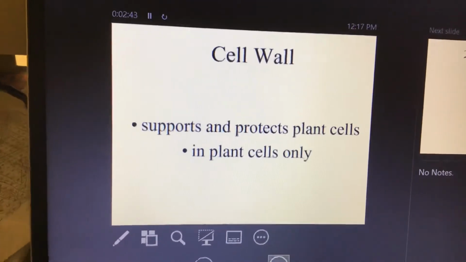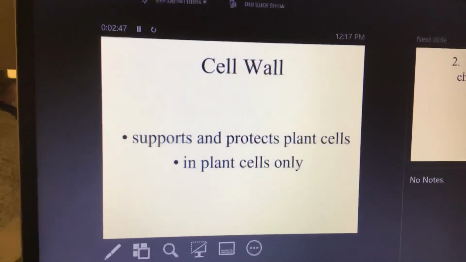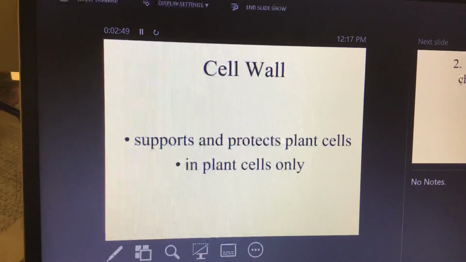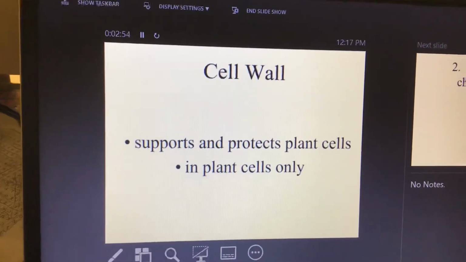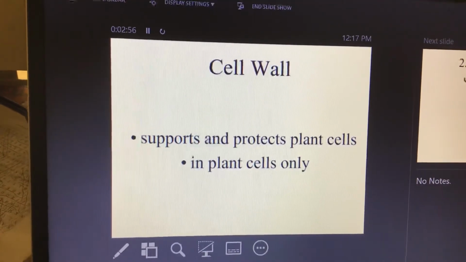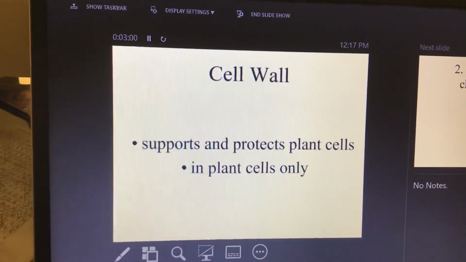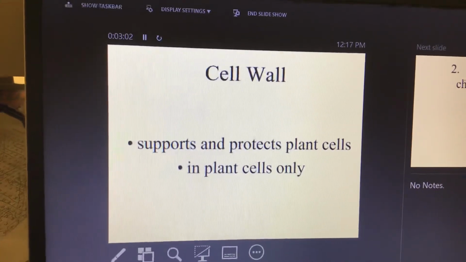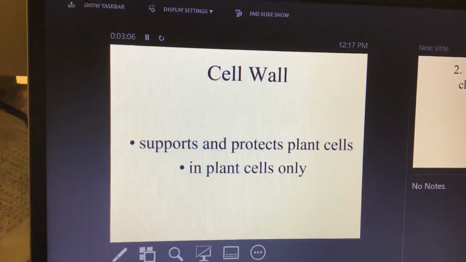Oh, I guess you need to write this. I forgot about this. So write down cell wall and say supports and protects plant cells. Pretty difficult to damage that big tree in your front yard because there are so many cell walls holding it up. Okay, if I hit it with a baseball bat or something, it would have no effect because of that strength.